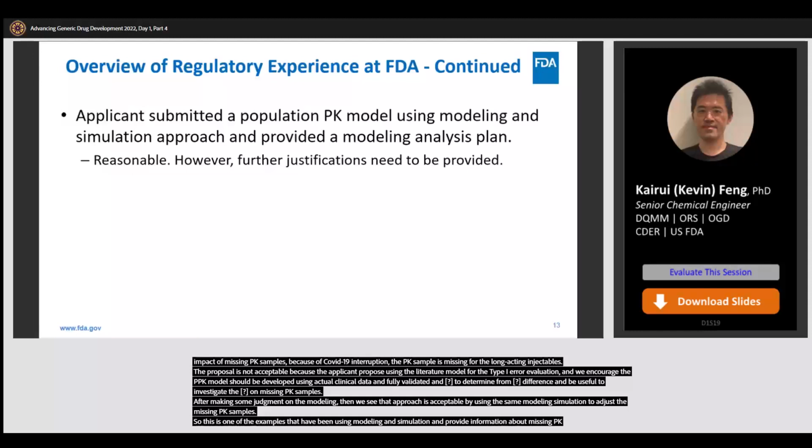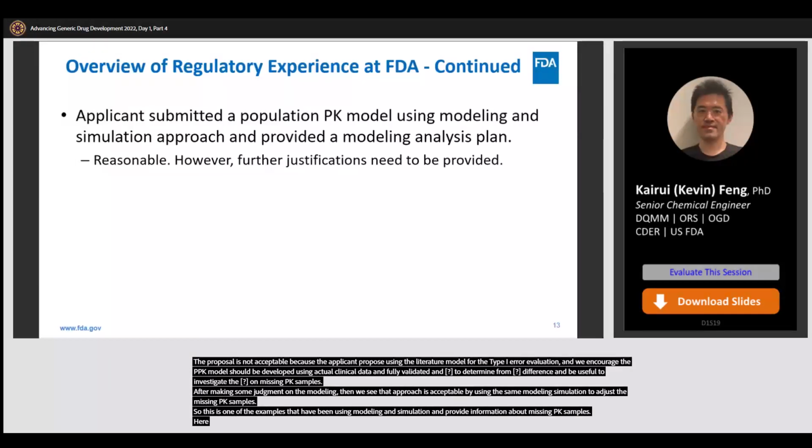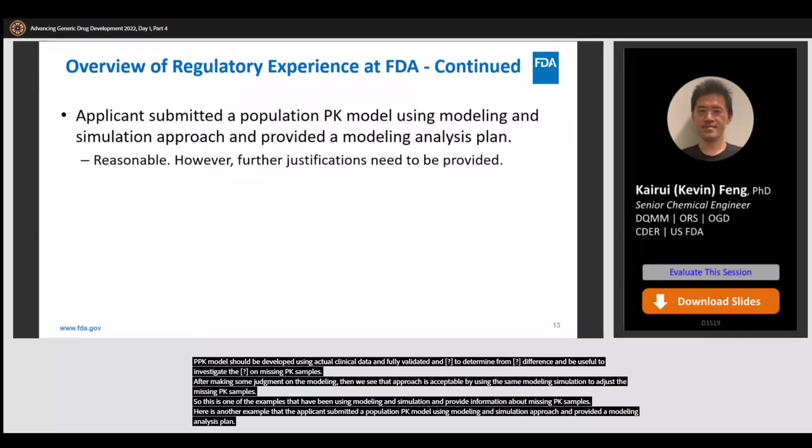Here is another example where the applicant submitted a population PK model using a modeling and simulation approach and provided a modeling analysis plan. The analysis plan is considered reasonable. However, further justification needs to be provided with more details.